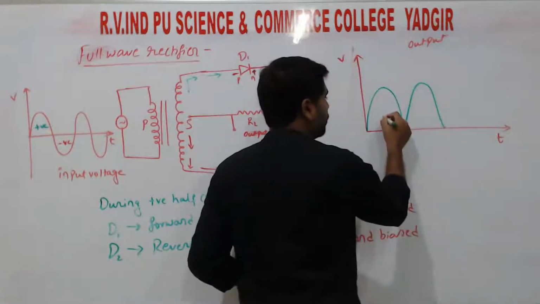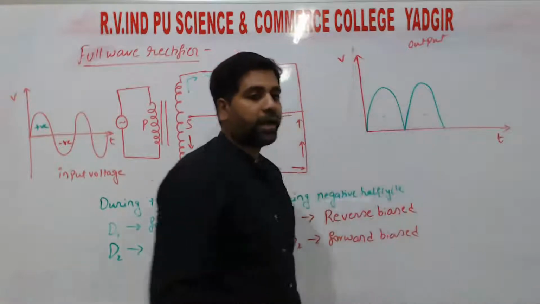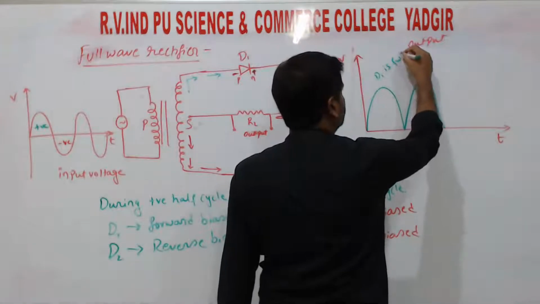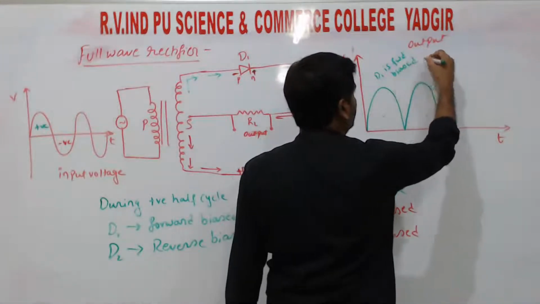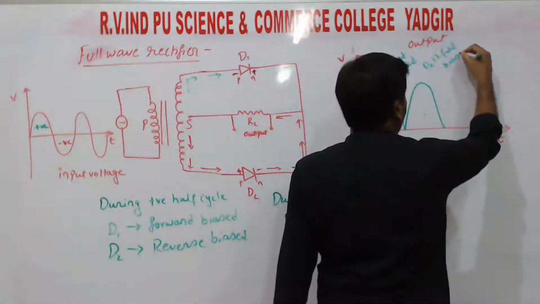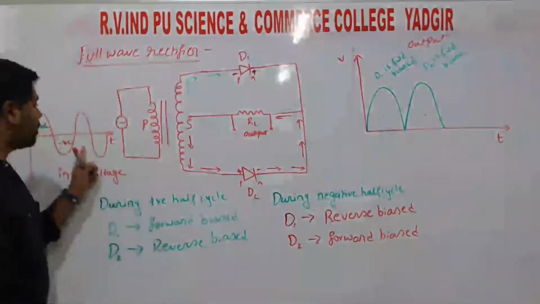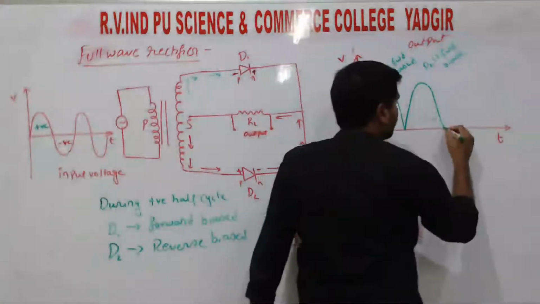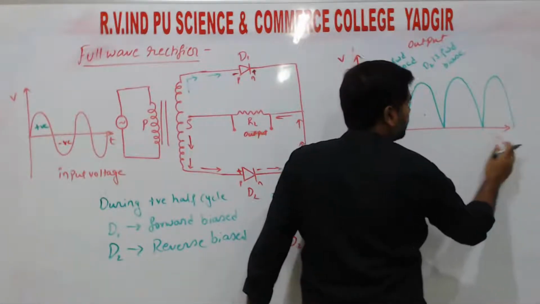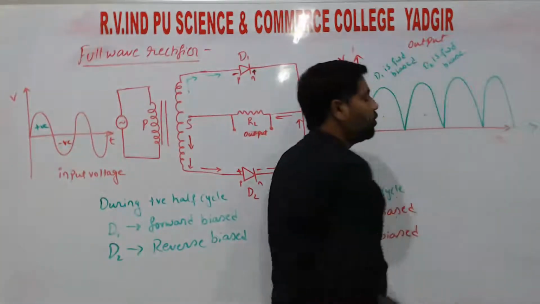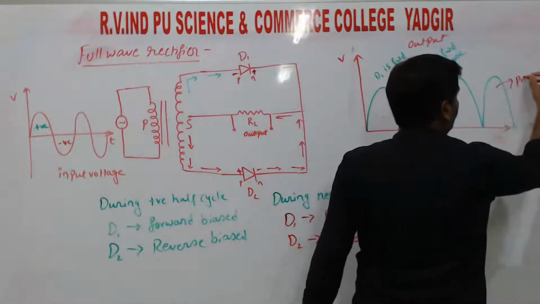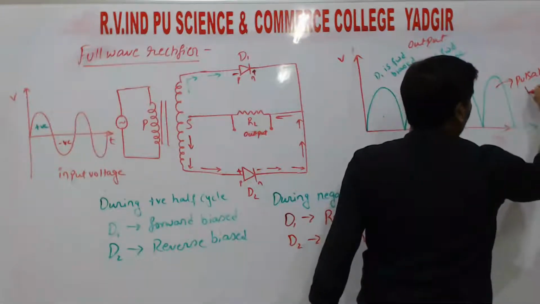So again we get the voltage like this. This is during the positive half cycle and this is during the negative half cycle. That means here D1 is forward biased, and here D2 is forward biased. This will continue for all the waves: again for the positive half cycle and again for the negative half cycle. So here we get the output voltage, and this is also a pulsating voltage.